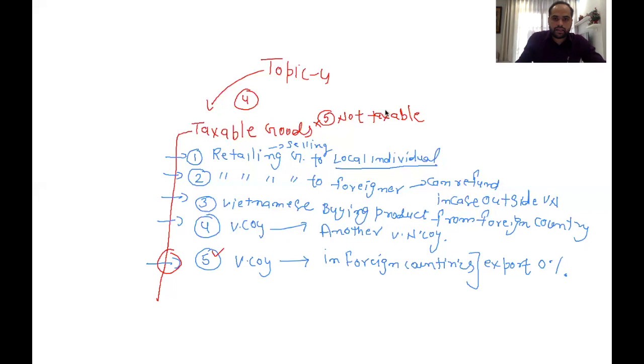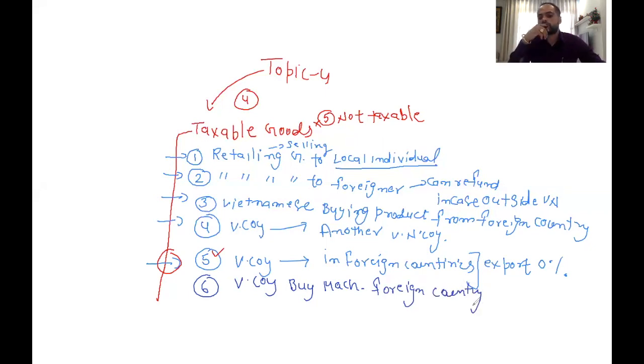Next is if any Vietnamese company buys machines or equipment from a foreign country, of course they need to pay value added tax, right? So these are the goods on which we have to pay tax, except number five, because it's involved in exporting activity.